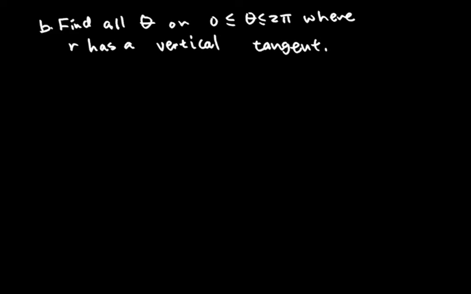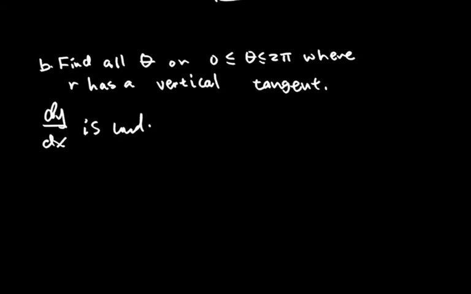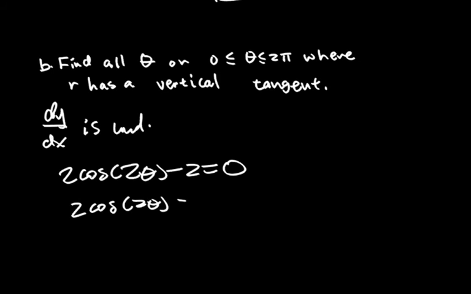All right, vertical tangent. So this is where dy dx is undefined. So let's look at the denominator of it and use it. We got 2 cosine of 2 theta minus 2. So 2 cosine of 2 theta minus 2 equals 0. That's where the function is undefined, right? So 2 cosine of 2 theta equals 2. Divide out the 2's. Then we get cosine of 2 theta equals 1.